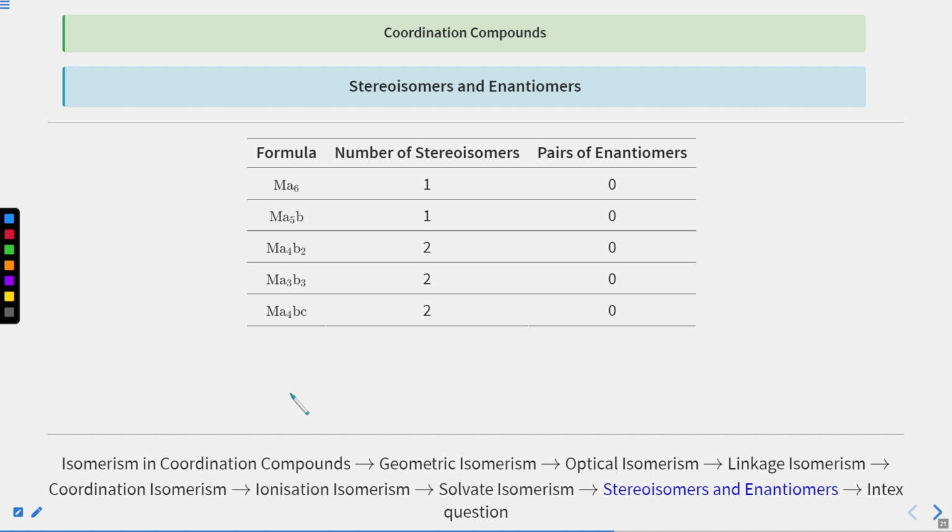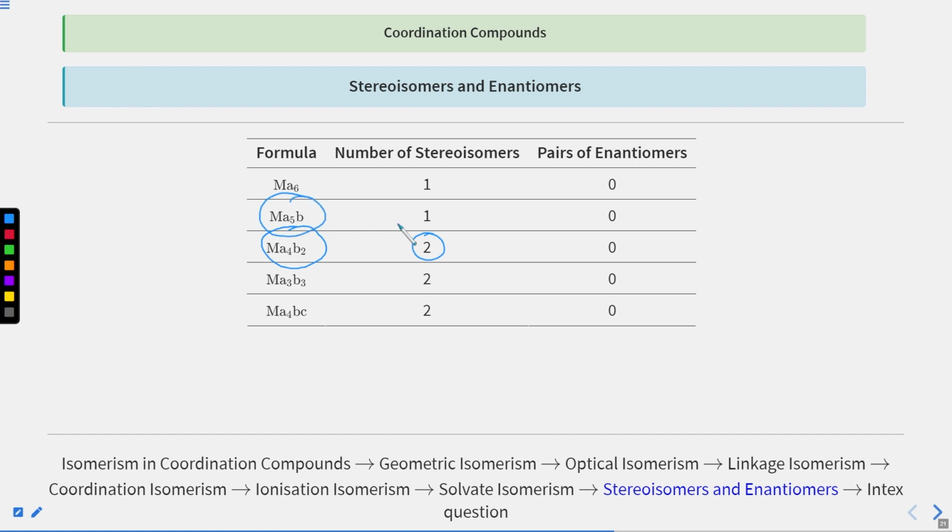Now, if I look at the types, what are the types of stereoisomers that are possible for different types of formulas? I've tried to generalize it, so I'm going through it quickly. Let us look at some examples so you will get a clear picture of how to do it in the exam. Suppose I am taking the example of Ma4B2. Now, if I ask you what the possibilities of stereoisomers are, two stereoisomers will be possible, cis and trans.